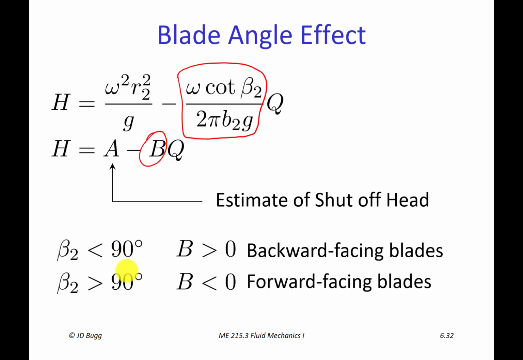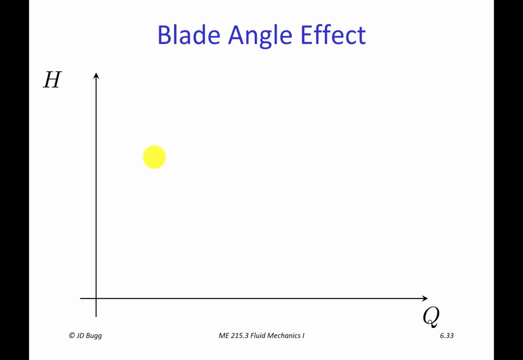Now there's a dividing case between these two. If beta 2 equals 90, the cotangent of 90 degrees is 0, and B is equal to 0. So the head will just be a horizontal line at the value of A, because B becomes 0. So let's take a look at this on a pump curve. We're looking at head versus Q.